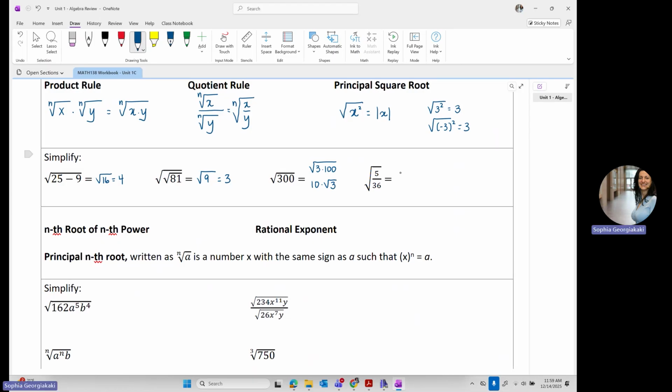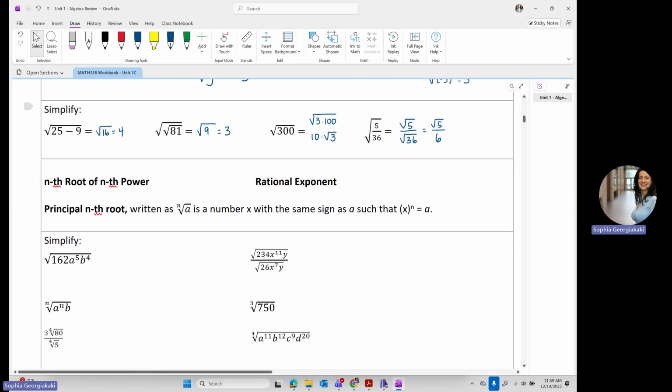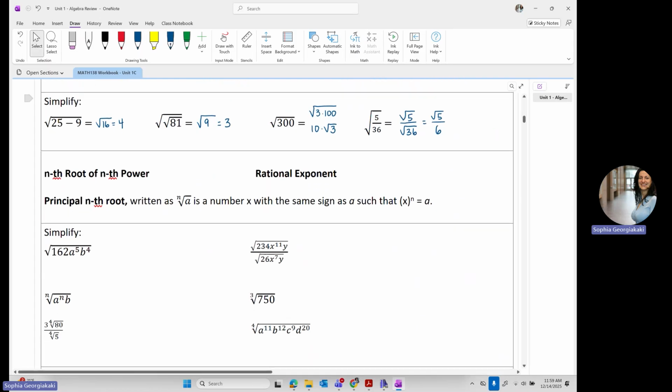Quotient rule, the square root of 5 over 36 will be the square root of 5 over the square root of 36. And the square root of 5 is an irrational number, but the square root of 36 is a rational number, 6.